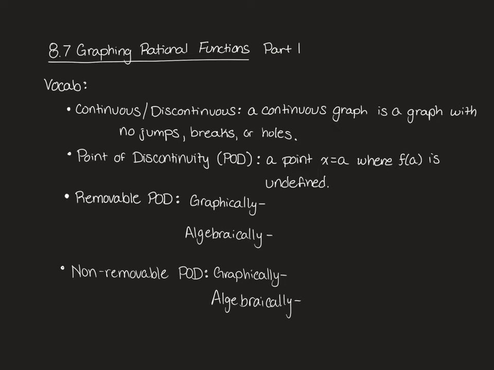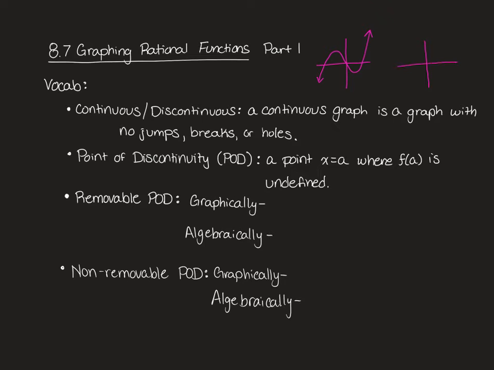Continuous and discontinuous. So a continuous graph is a graph with no jumps, breaks, or holes. So if you can imagine, we read a book left to right, okay? That's how we would need to read a graph. So if you imagine an ant crawling along a graph here, okay? So the ant is crawling along from left to right. If they do not fall off the graph, it is a continuous graph. So in this case, our graph is continuous.